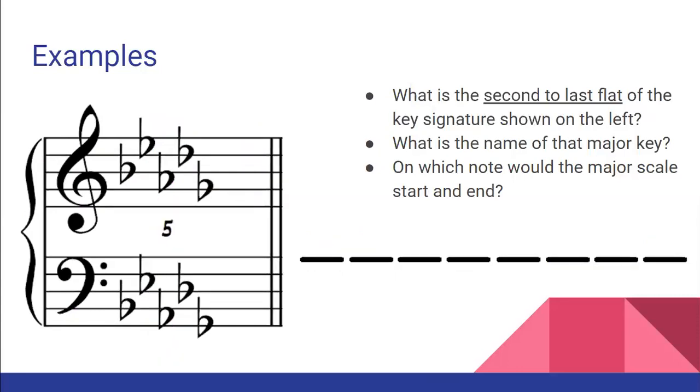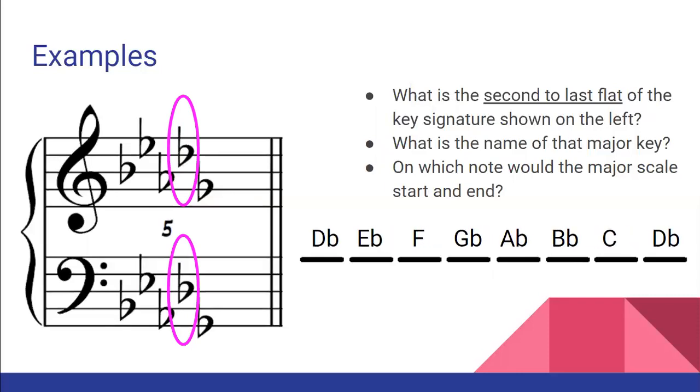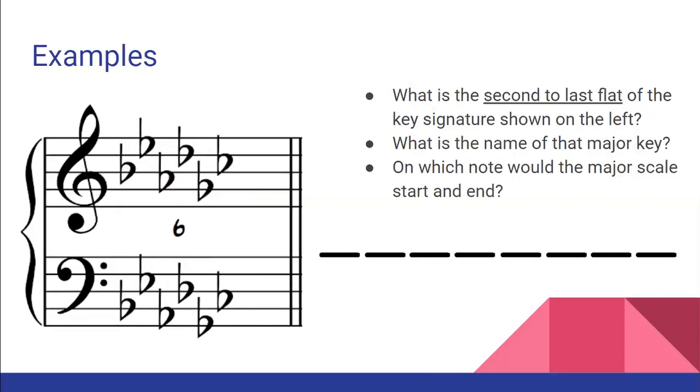If there are five flats, our second to last flat is D flat. And so D flat will be the one that we start and end on. If there are six flats, it means the fifth flat is going to be second to last. This scale's name is G flat.